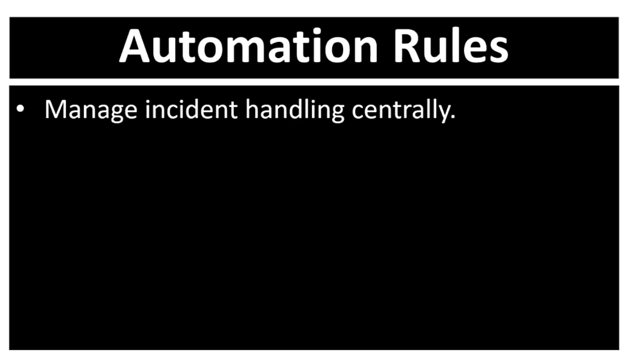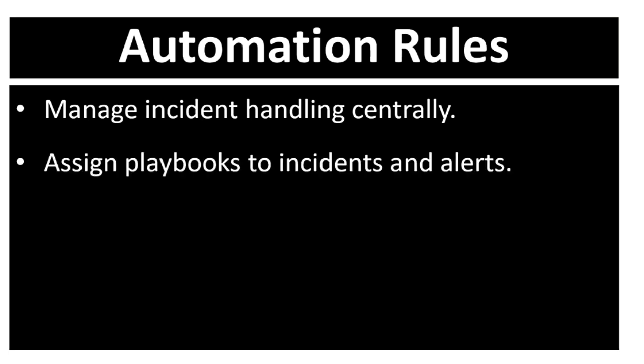With automation rules, you can manage incident handling centrally. For example, using Microsoft Sentinel's centralized dashboard, all alerts related to a potential phishing attack are automatically collected, categorized and prioritized. This ensures that analysts handle them efficiently and in a consistent manner. Then you can use it to assign playbooks to incidents and alerts.